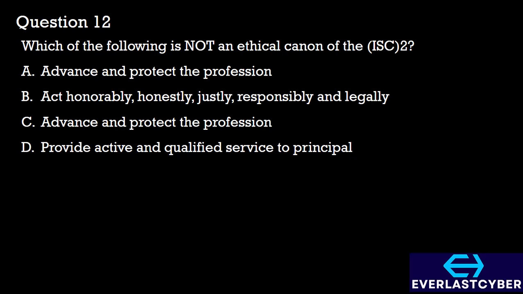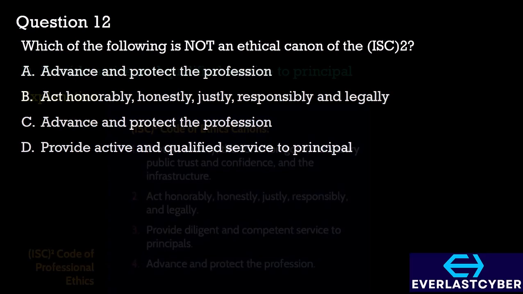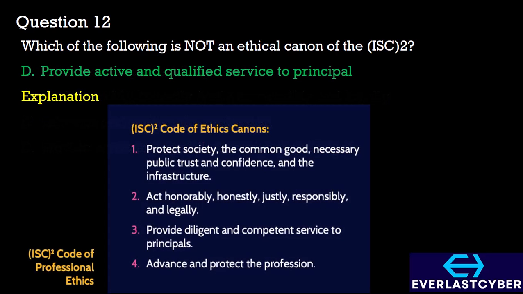Now we know that there are 4 ethical canons of the ISC2, and if we go through the options, the one that is not an ethical canon is option D. The 4 codes of ethics for the ISC2 are: 1. To protect society, the common good, necessary public trust and confidence, and the infrastructure. 2. To act honorably, honestly, justly, responsibly, and legally. 3. To provide diligent and competent service to principals. And 4. To advance and protect the profession. So option D is not an ethical canon.